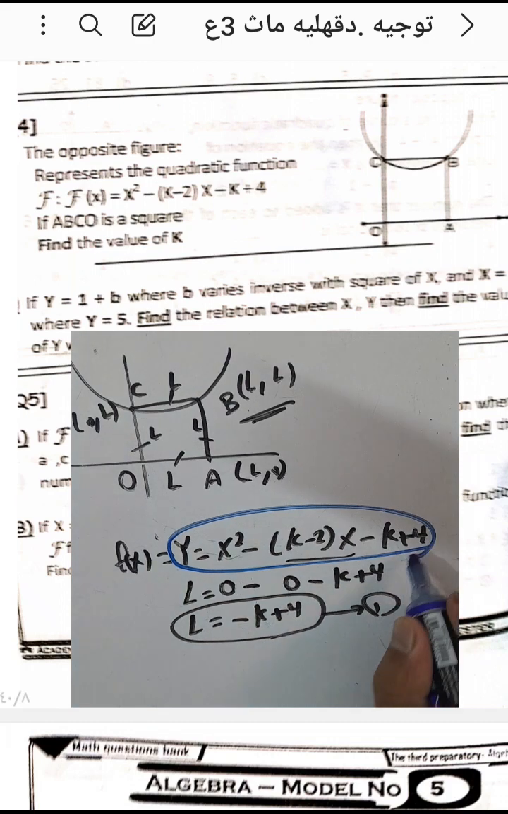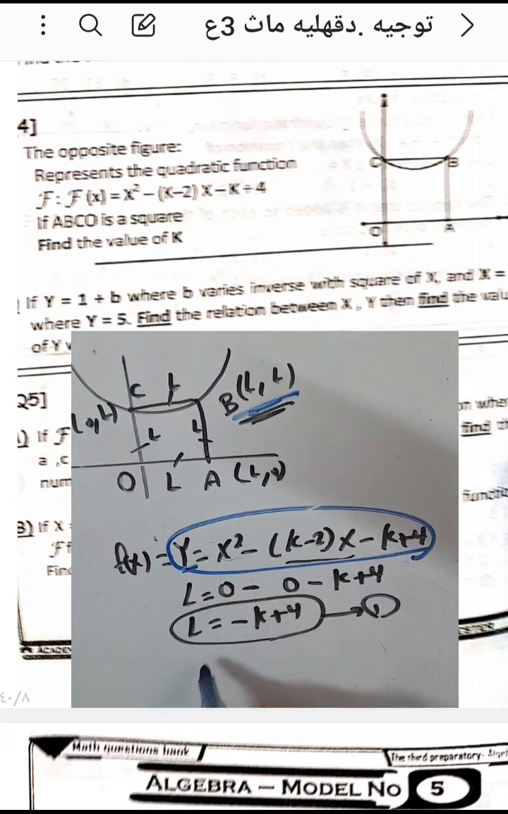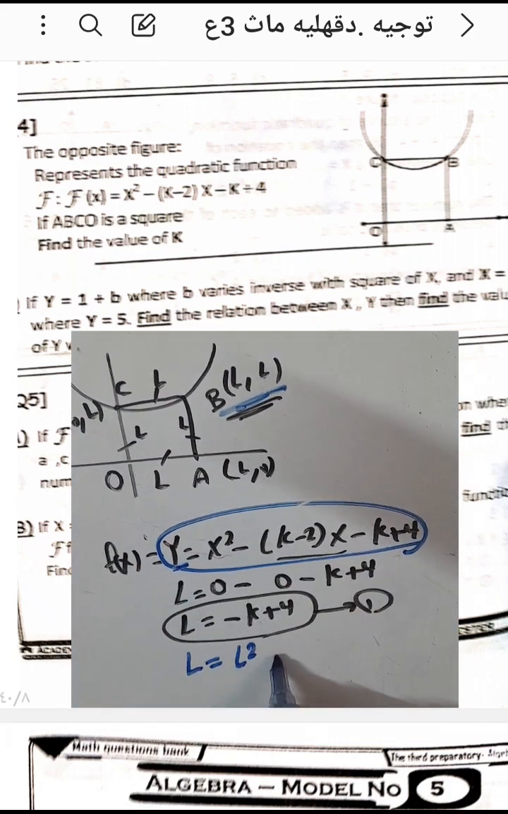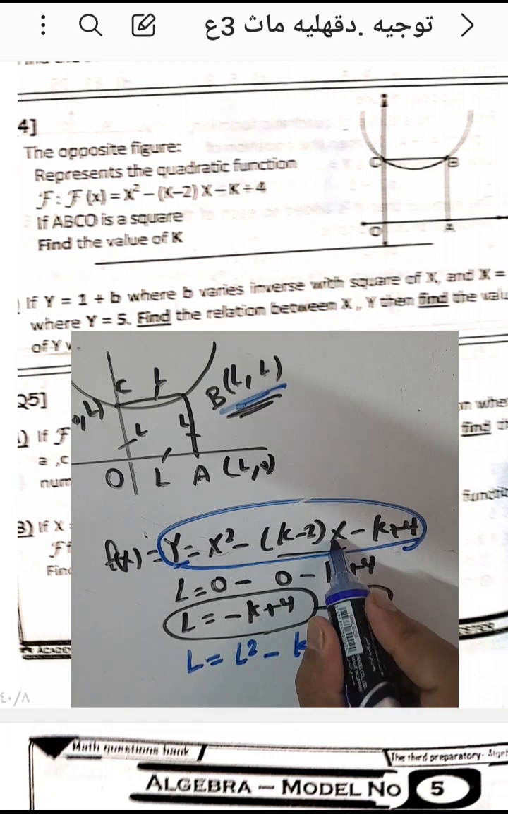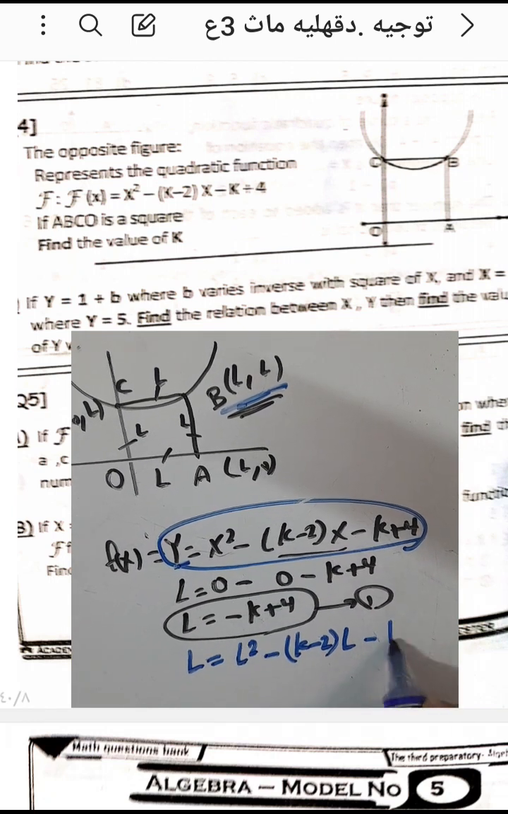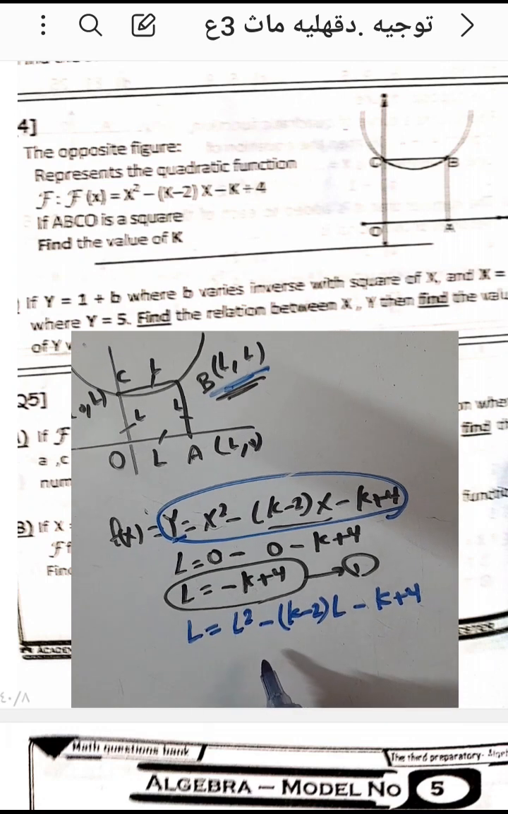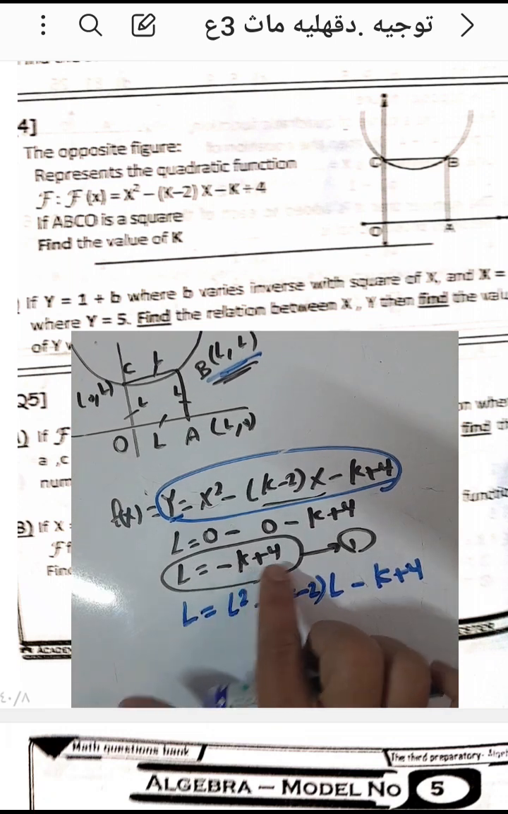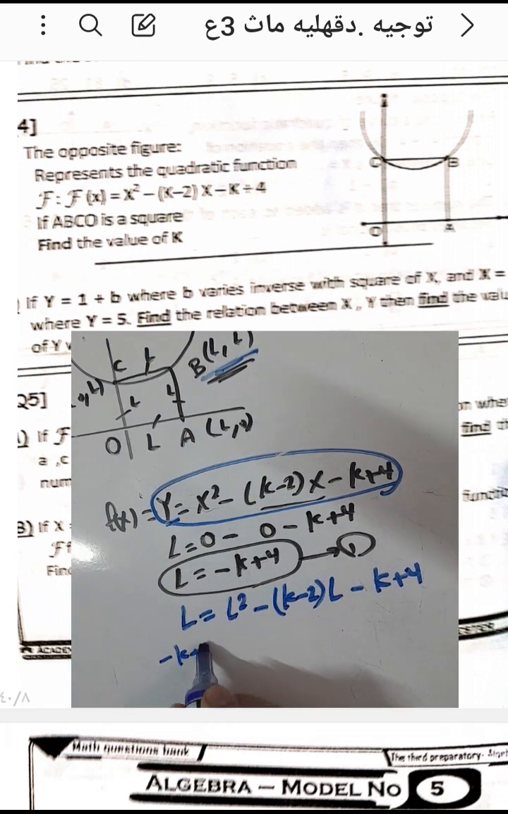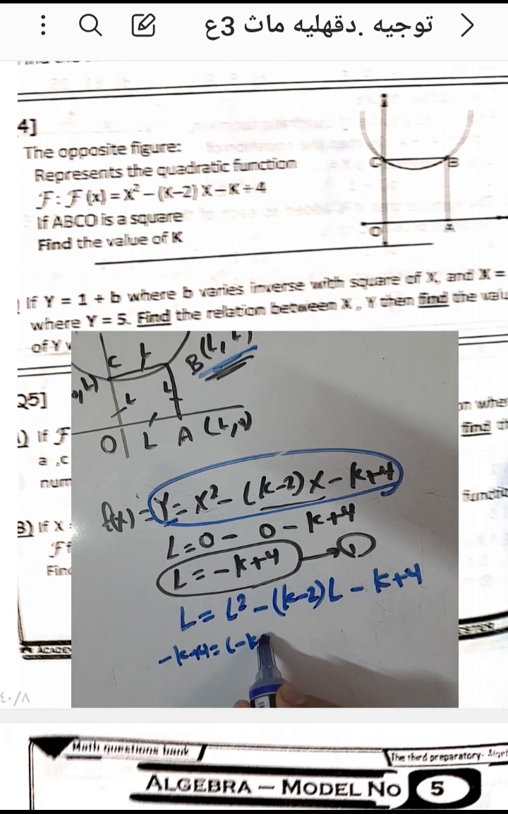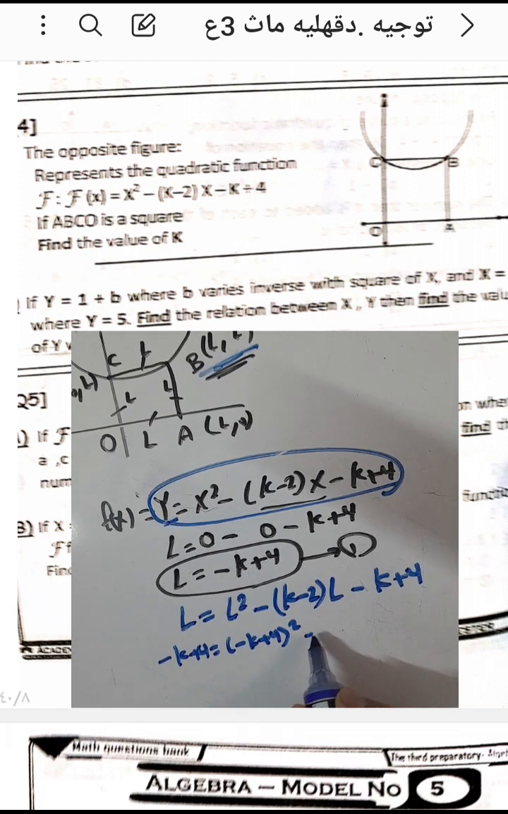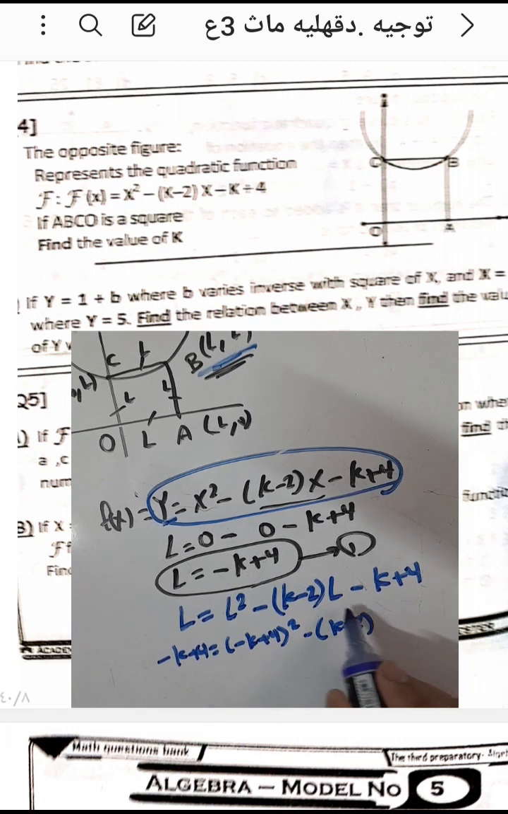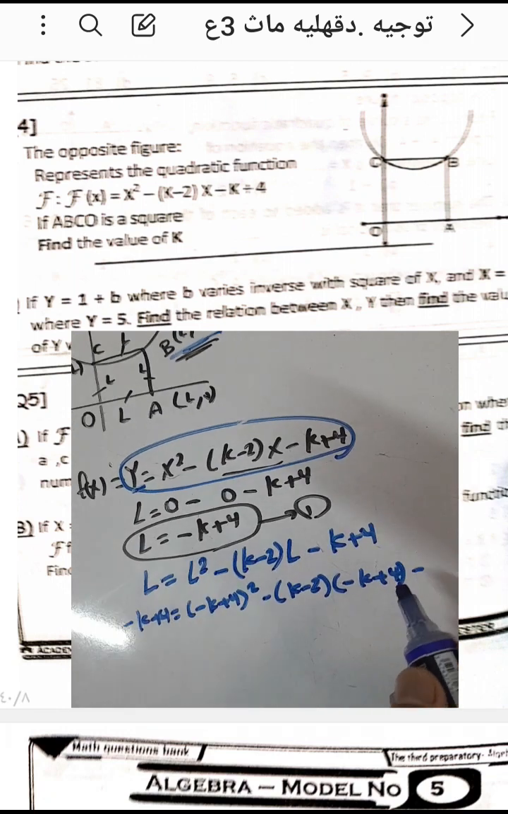Put this point: L equal L power 2, subtract (k minus 2) multiplied by L, subtract (k plus 4). You can cancel L and write L here. Write L equal negative k plus 4 here, and here negative k plus 4 power 2, subtract (k minus 2) times L, times negative k plus 4.